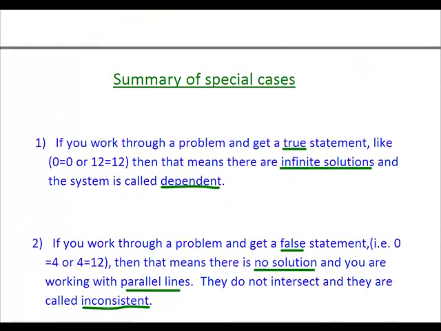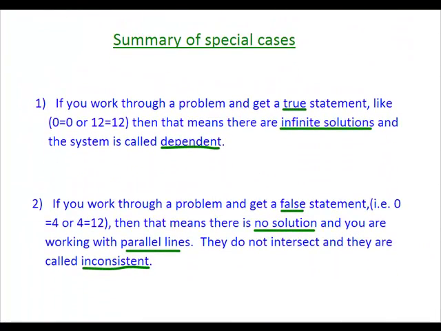So in summary, you work through a problem, the variables are gone, and you get a true statement. What that means is that we have a dependent system, and the two equations are actually the same line, and we have infinite solutions. The same line intersects itself infinitely many times.